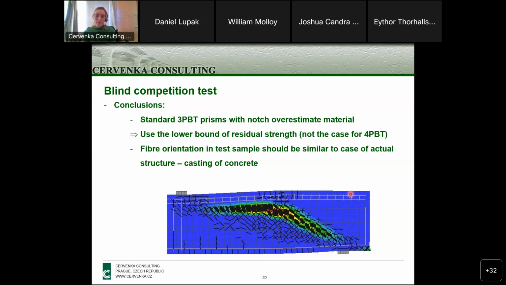testing. And another thing that was probably playing a big role was also the orientation of the fibers, because the casting of fiber concrete was performed from different directions when it comes to the T-beam or to the prism for the experimental test of the material. So it was not matching.